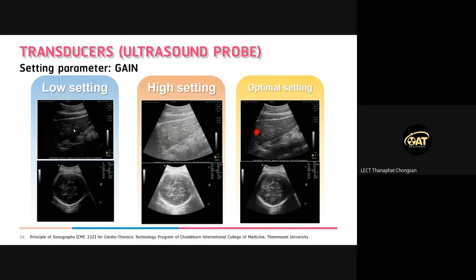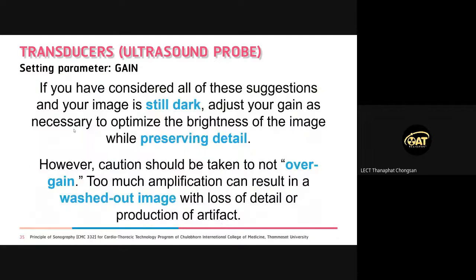Okay. Everyone can adjust gain for an optimal setting. Everyone can see every line of the liver and artery in the liver. This is a lesion in the liver. Sometimes if we adjust gain too much, image resolution will be washed out and we will lose detail or create an artifact.